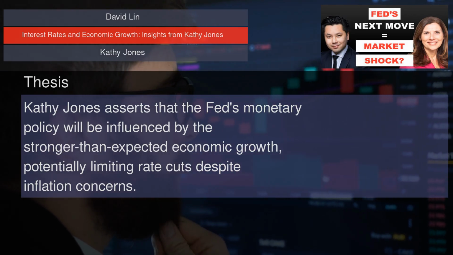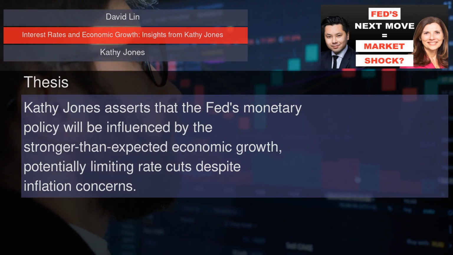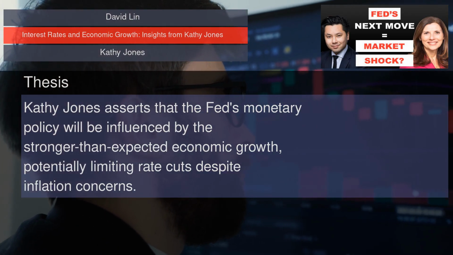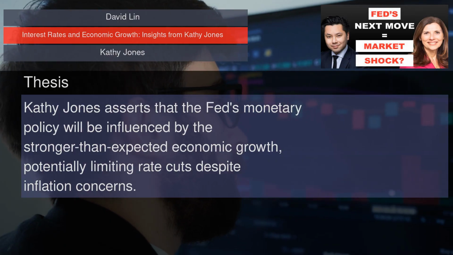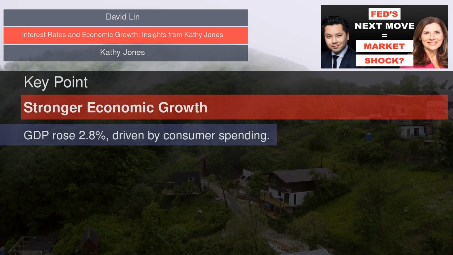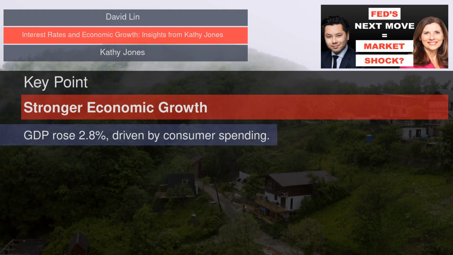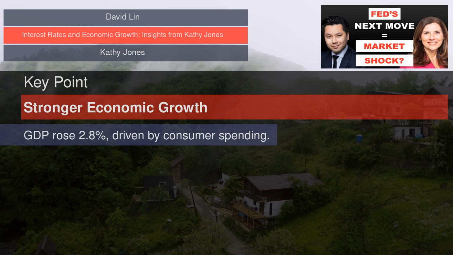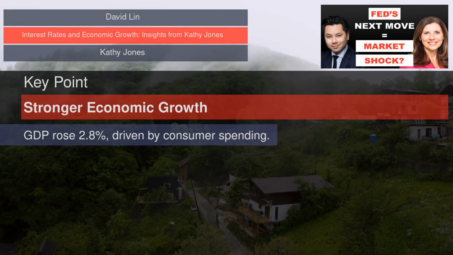So the backdrop of economic resilience could significantly shape future rate decisions. Exactly. Kathy points to details like the labor market's solid performance as key indicators. Let's delve into the economic growth numbers. 2.8% GDP rise sounds solid, right? Absolutely. Consumer spending is a massive driver, which typically signals healthy economic activity.